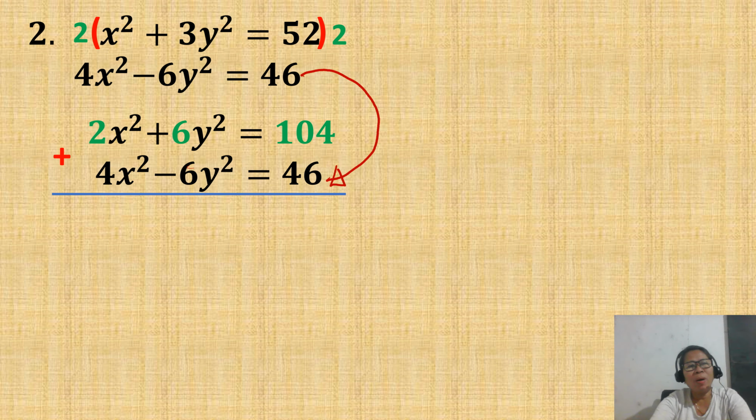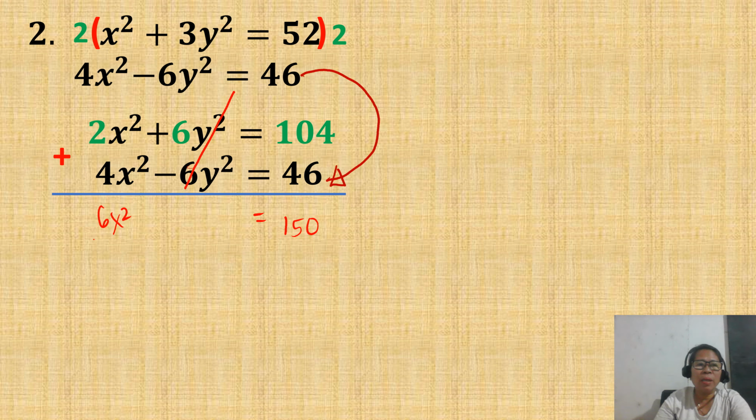So we are going to add them vertically. What is 2x squared plus 4x squared? When added, the result will be 6x squared. And of course, this will be eliminated. And 104 plus 46 is equal to 150.